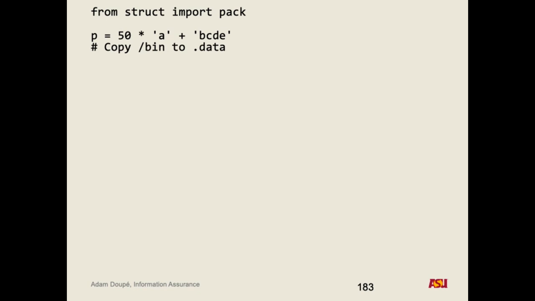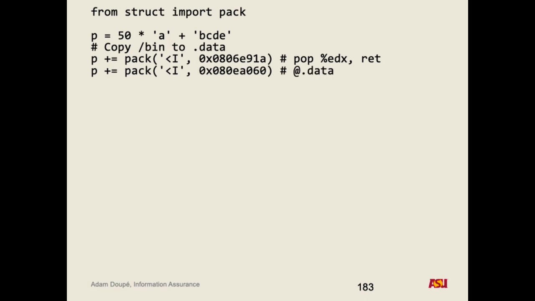I guess not. So we're first going to send 50 A's and then BCDE. So BCDE is the saved base pointer. Then we will put the address 0806E918. The nice thing about this pack command is that it will do the endianness for us, so we don't have to worry about that, which is nice. Then we'll put the address of .data.